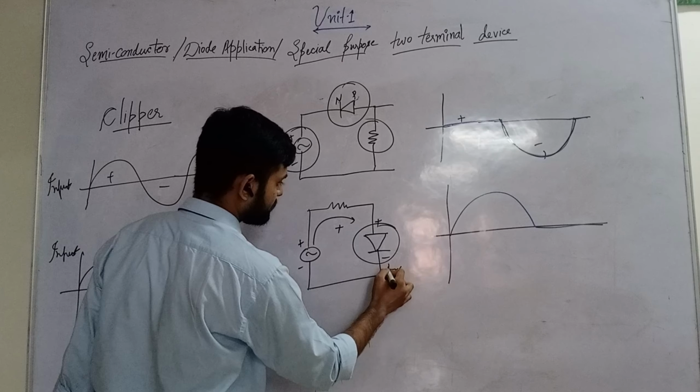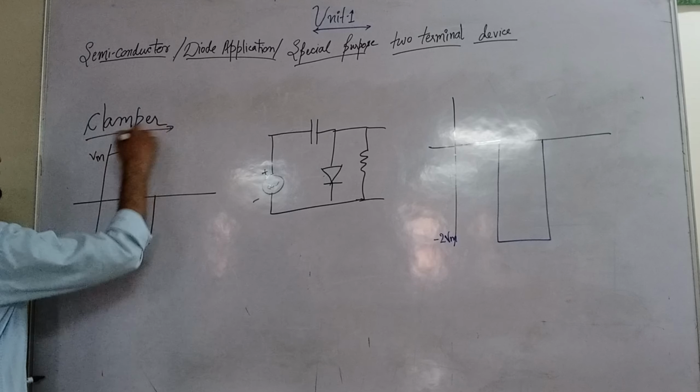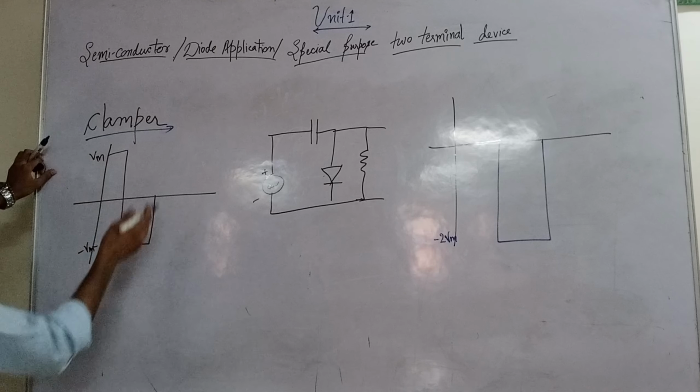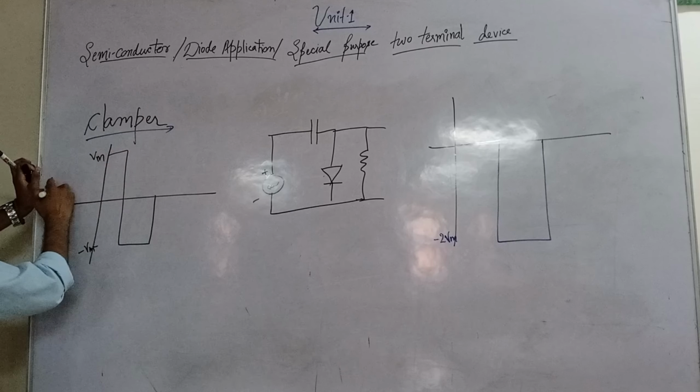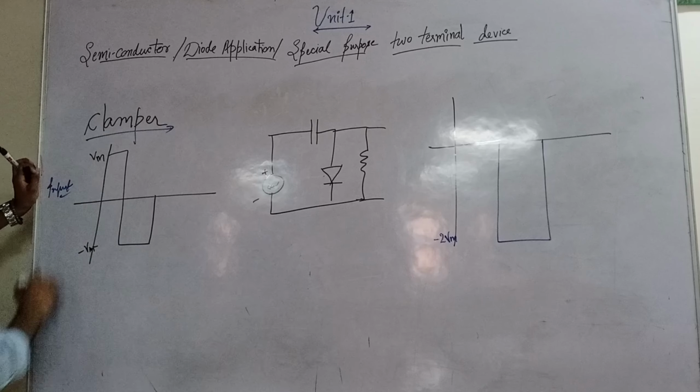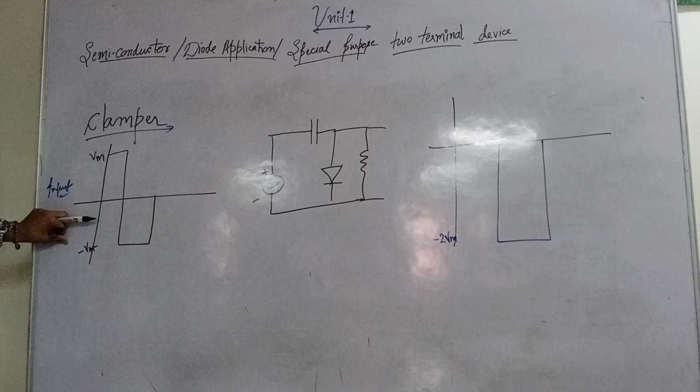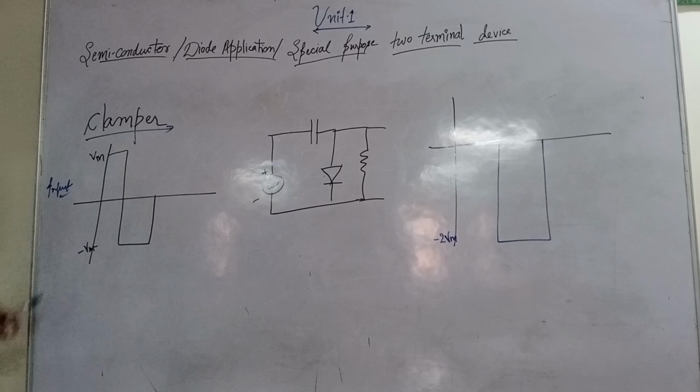Now let us proceed to the clamper. A clamper shifts the signal upward and downward. This is a common circuit. The input has Vm positive, Vm negative. This is the input and output graph like this.